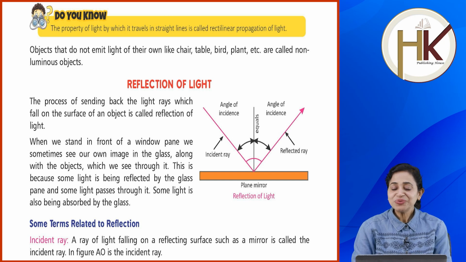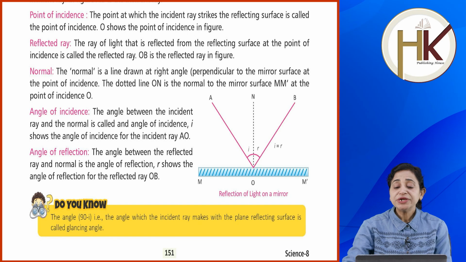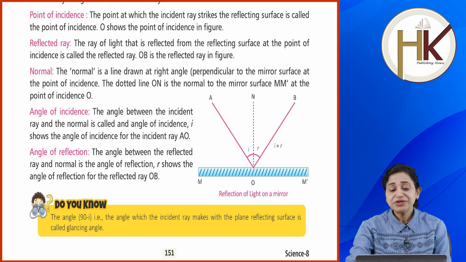Some terms related to reflection. Incident ray: a ray of light falling on a reflecting surface such as a mirror is called the incident ray, and in the figure AO is the incident ray. Point of incidence: the point at which the incident ray strikes the reflecting surface is called the point of incidence. O shows the point of incidence in the figure. Reflected ray: the ray of light that is reflected from the reflecting surface at the point of incidence is called the reflected ray, and OB is the reflected ray in the figure.